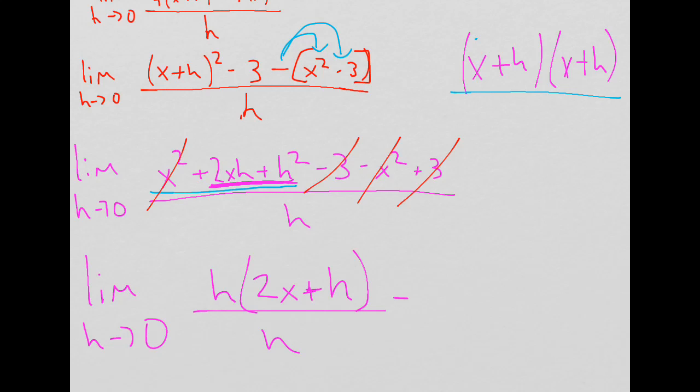So I need to factor out an h in this top part. I need to factor out an h in this part here. If I take one h out of 2xh, then I'm left with 2x plus h. Alright, so then those h's will cancel. And the limit is as h approaches 0, so I'll plug in 0 for h, not x. So 2x plus 0 is just what? 2x.